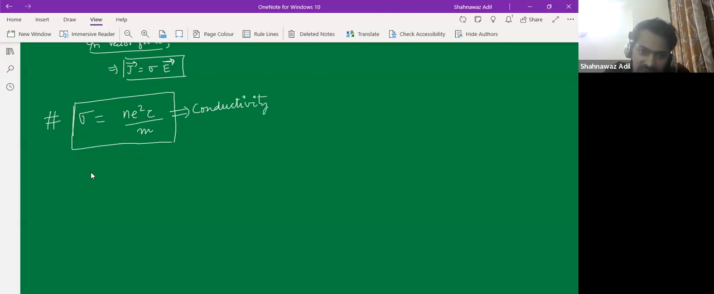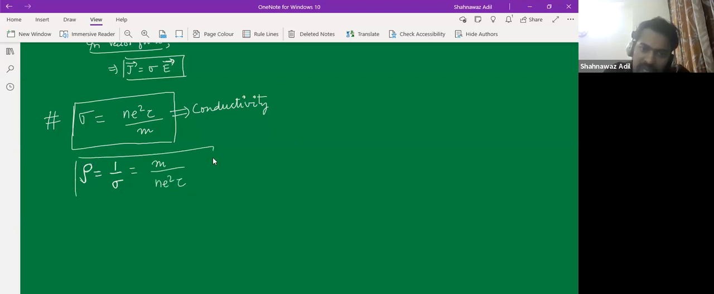From this conductivity, we can calculate resistivity. Resistivity is the reciprocal of conductivity, right? Resistivity is the opposing nature, and conductivity is the supporting nature. Opposing, supporting, so they are totally opposite, reciprocal. So this resistivity would be 1 by conductivity. So this would be how much? That would be m by n e squared tau.